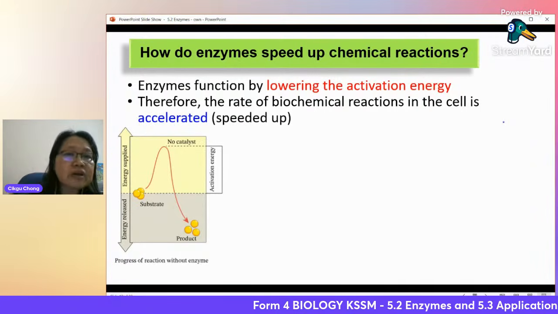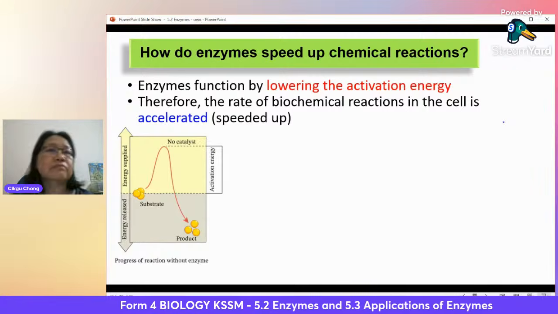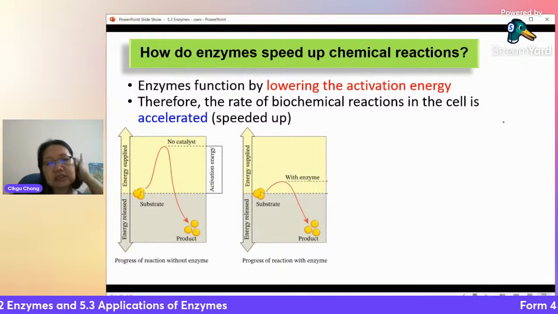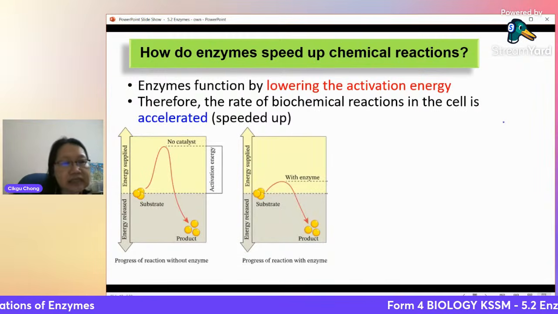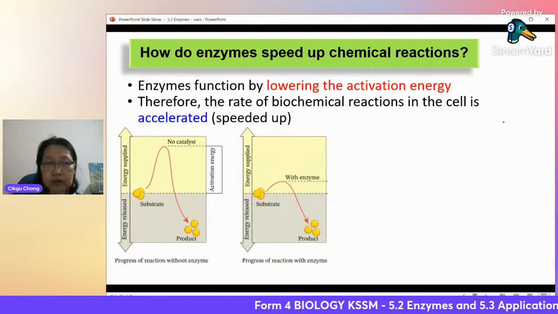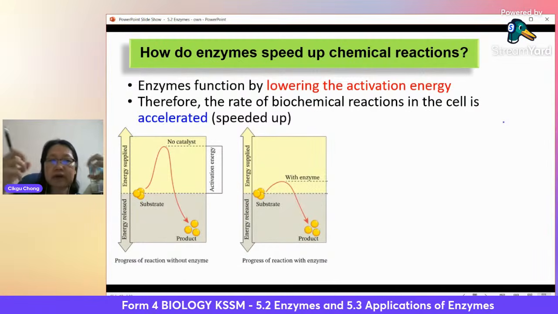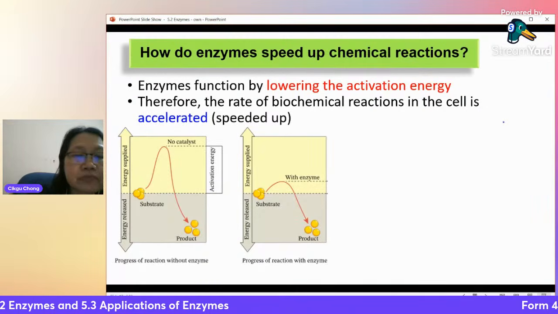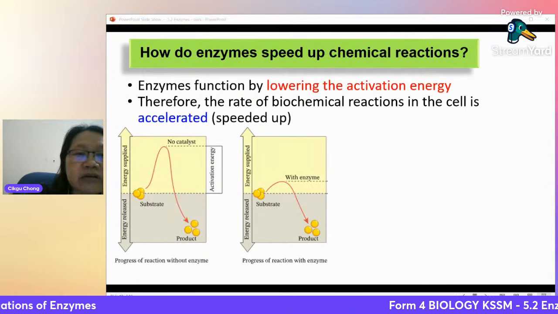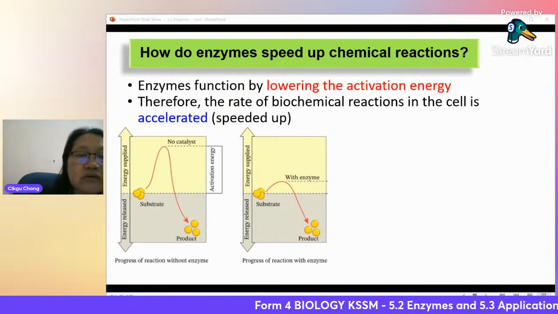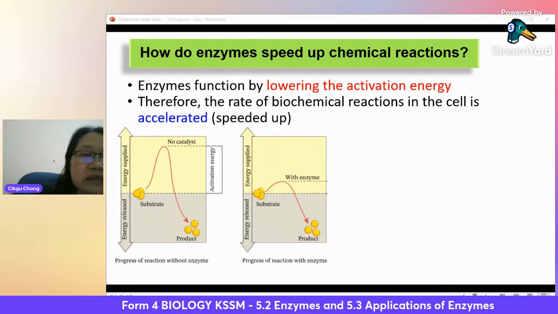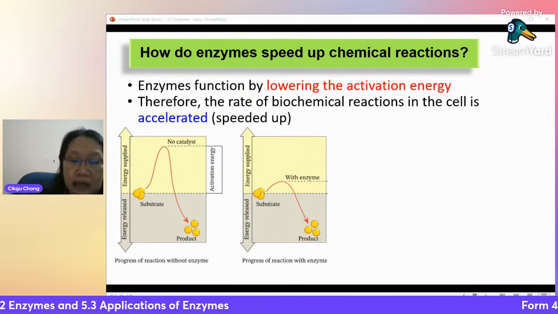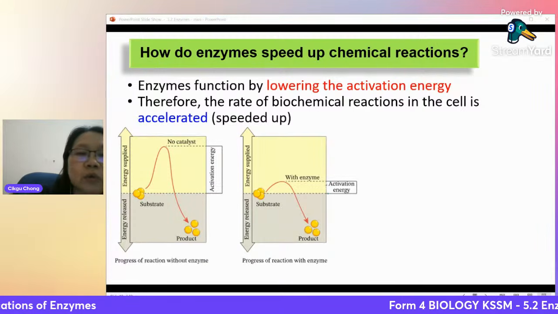Okay, the rate of biochemical reaction in the cell is accelerated. Accelerated means speeded up. So let's see the change in the diagram. Without catalyst, that means the picture on the left here, no enzyme, you find the substrate needs to collect, absorb so much energy before it can start to react. But what happens if you put enzyme? You add in enzyme here. The second diagram here shows if you add enzyme, you see the energy level that is needed is only here. If not, you need this much. This is the activation energy without enzyme. And this one is the activation energy with enzyme.